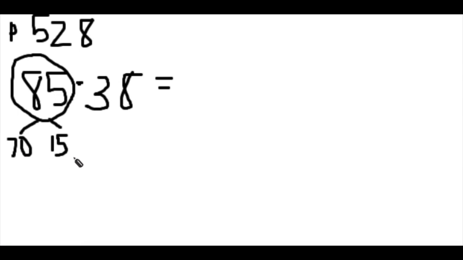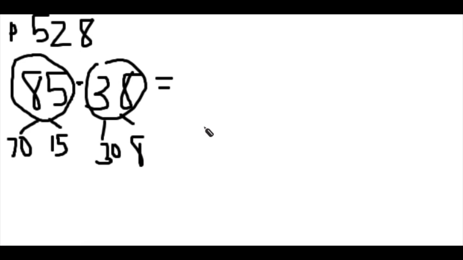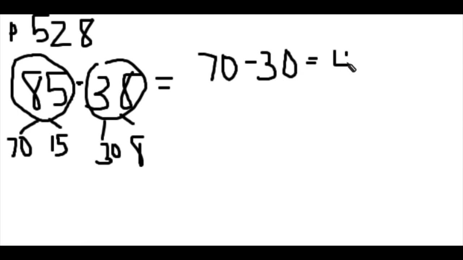So 70 minus 15. So the first thing that I'm going to do is I'm also going to break up the 38 into a 30 and an 8, okay? So I can start with the ones or the tens. I'm going to start with the tens first. So 70 minus 30 equals 40, right? And I can check that by saying, okay, is 30 plus 40 70? Yes, it is. Okay, I know that I'm on the right track.